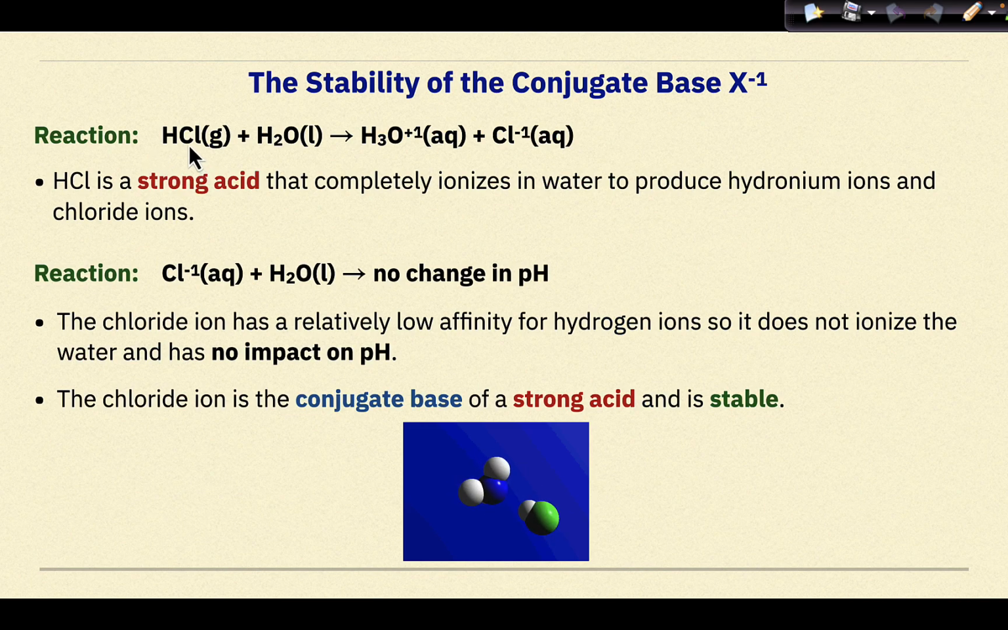In this first reaction, we have HCl reacting with water to form hydronium ions and chloride ions. HCl is a strong acid that completely ionizes in water to produce hydronium ions and chloride ions. In this next reaction, we're looking at the chloride ions reacting with water, and we notice that there's no change in pH. The chloride ion has a relatively low affinity for hydrogen ions, so it does not ionize the water and has no impact on pH. The chloride ion is the conjugate base of a strong acid and is stable.